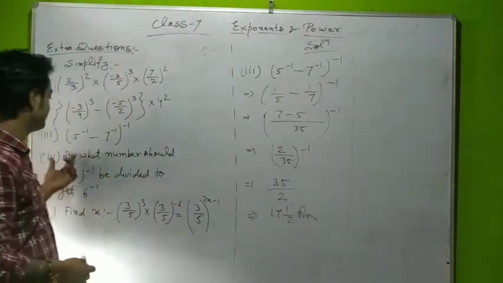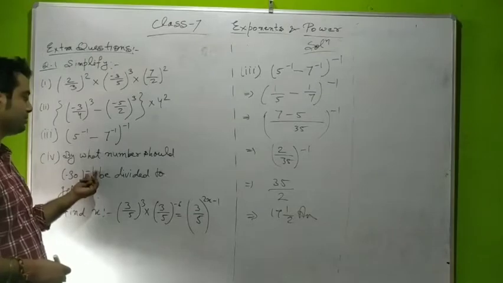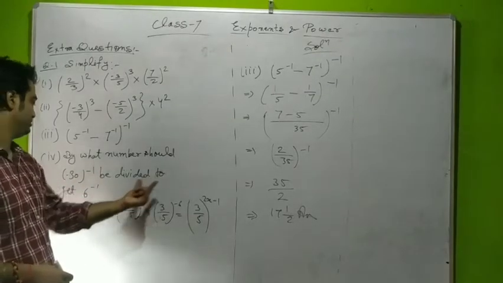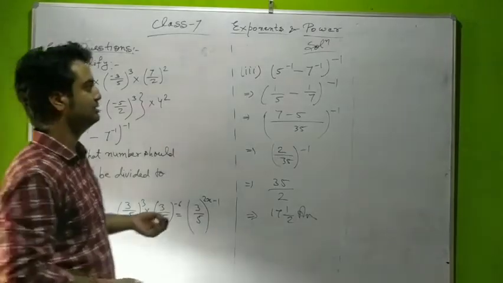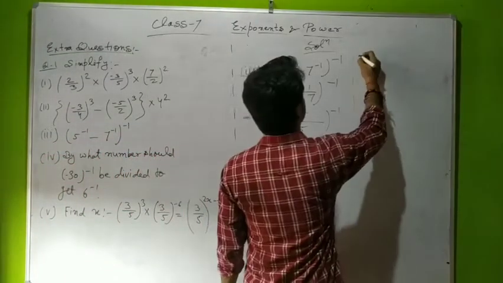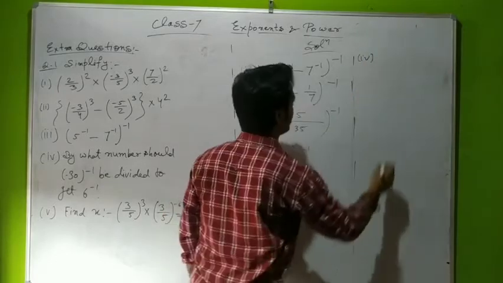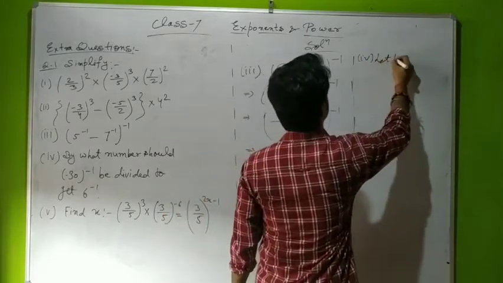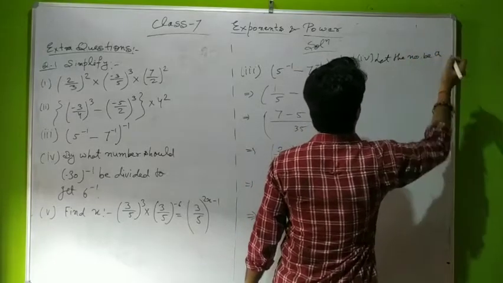Fourth question is asking us, by what number should minus 30 raised to the power minus 1 be divided to get 6 raised to the power minus 1? Okay, I suppose let the number be A. Okay, let the required number be A.